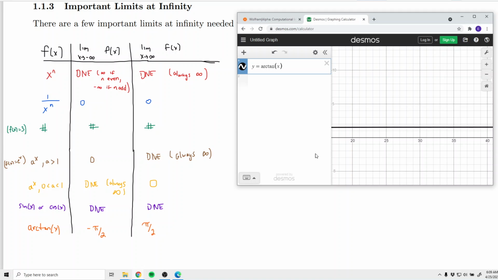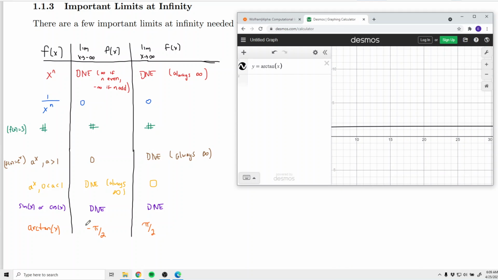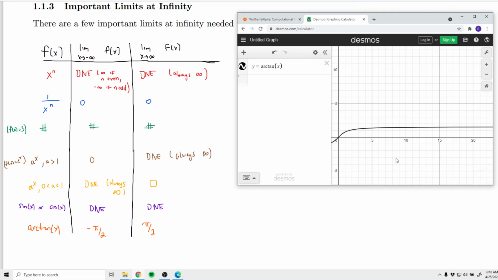And so arctan has 2 horizontal asymptotes because these are 2 finite numbers that are different. 1 over x to the n had 1. This one has 1. This one has 1, because they all have finite numbers. 0 is fine. But arctan has 2.